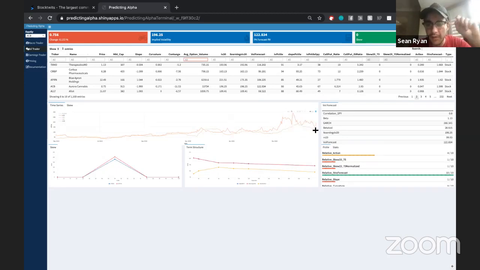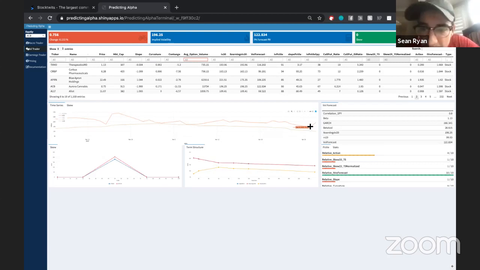And then check this out. If we zoom in right here, we've had this split in the last little bit. What does this tell us? This tells us that the implied volatility has rapidly increased, and we've actually had a slight decrease in the realized volatility. So what does this mean for us?